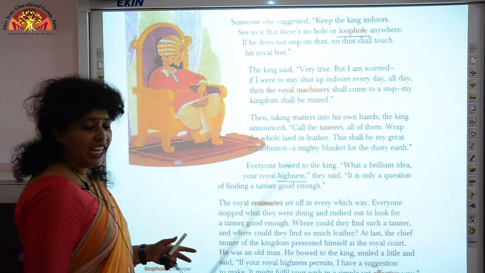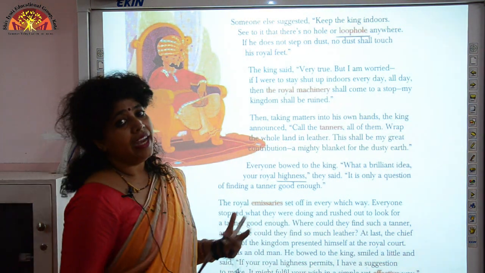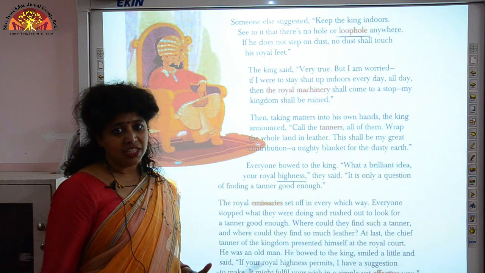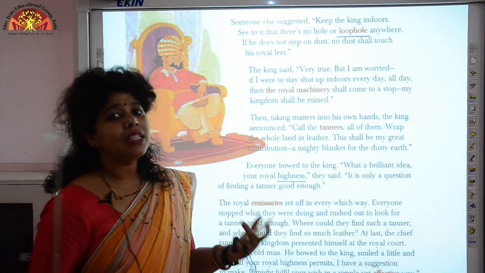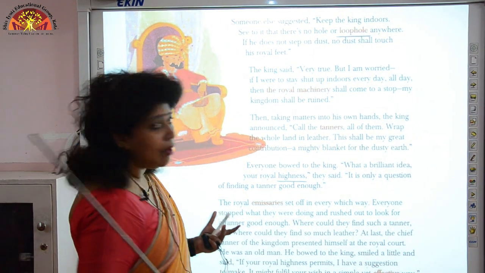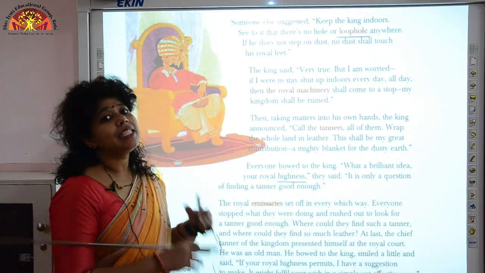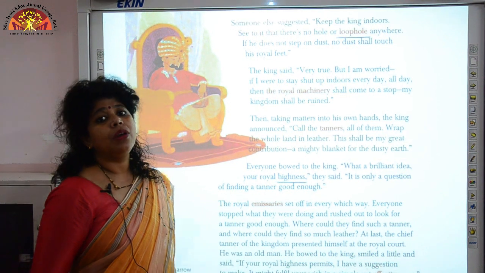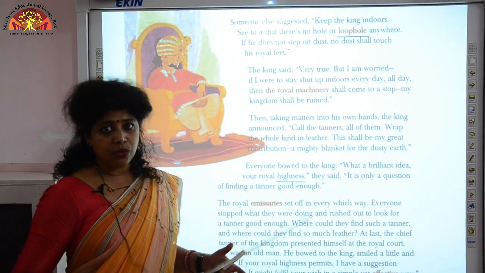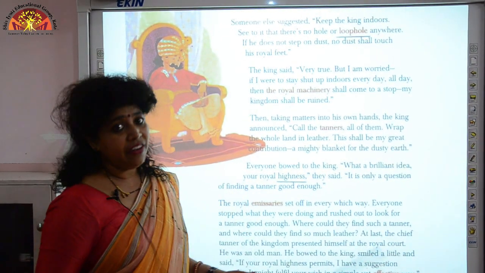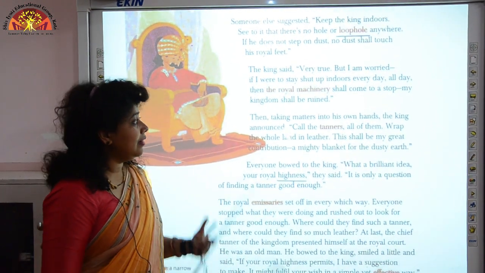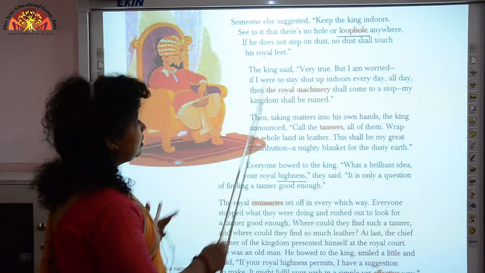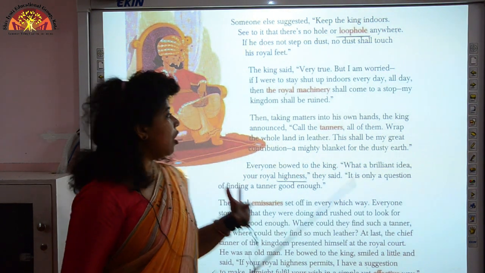So initially, the king liked the idea of staying indoors because he felt that by staying indoors, he can protect his feet from getting dirty. But then he realized this cannot be practical because if he stayed indoors the whole day, every day, then how will he govern his kingdom? And this can lead to his kingdom getting ruined or destroyed.